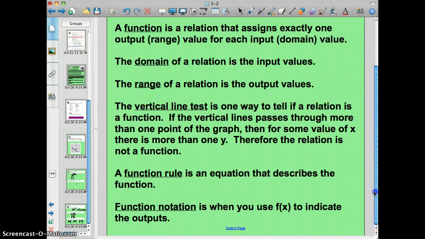Okay, and then a function rule is an equation that you can write to describe a function. Note function notation when you use f of x to indicate the outputs. Okay, we use x for the inputs and then f of x, which is kind of like y, for the outputs. Let's look at a few examples.